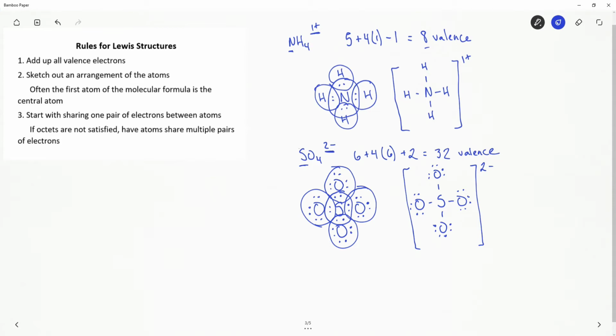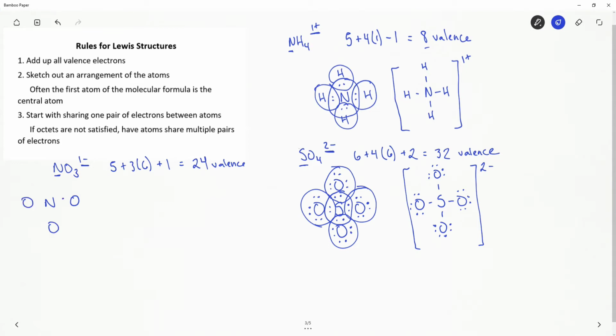Let's move on to another common anion. Let's do nitrate. Okay, when I'm counting up valence, let's see, nitrogen gives me 5. I have 3 oxygens. They each give me 6. My charge here means that I have gained 1 electron. So I have 24 valence electrons. Okay, again, I'm going to put nitrogen in the center. It has 3 oxygens around it.